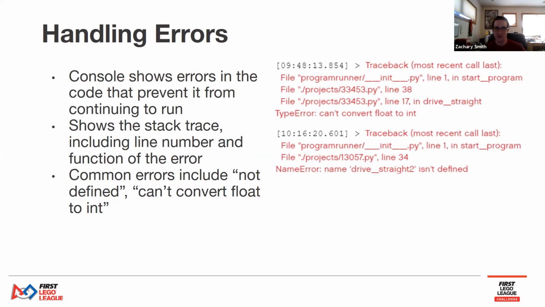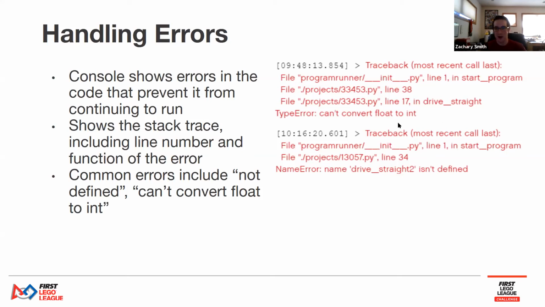Common errors include the variable not being defined, or it can't convert between two different data types. On the right-hand side here, you can see the first one I have is going to be the type error, can't convert a floating point number to an integer. Floating point numbers are numbers that have decimals. Integers do not have decimals. So I have to explicitly tell it how to convert from a float to an int. You can usually just look up an example of how to do that.